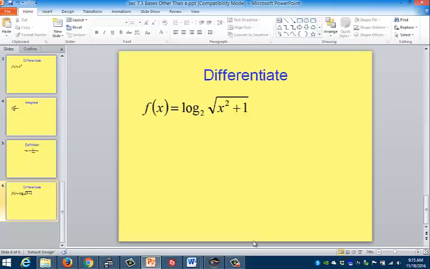All right, here I go. So how do I take this derivative? F of x is the log base 2 of the square root of x squared plus 1. So f prime of x.